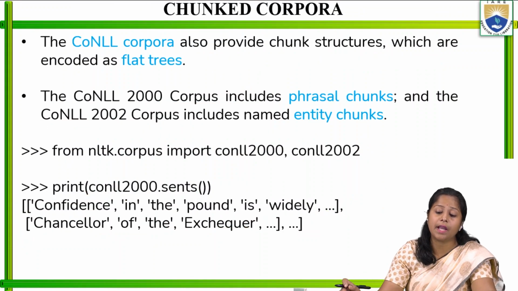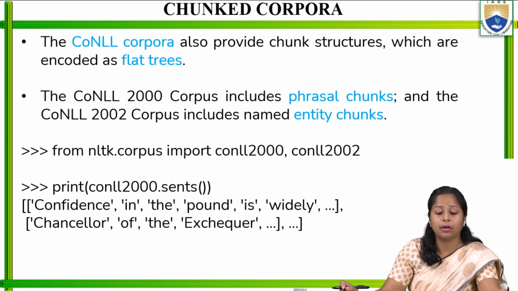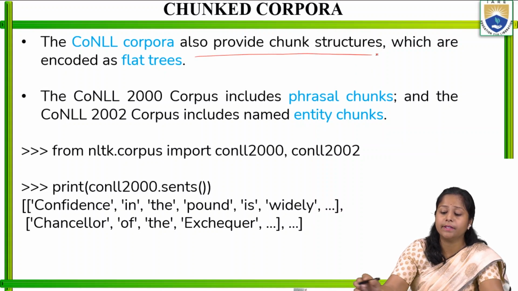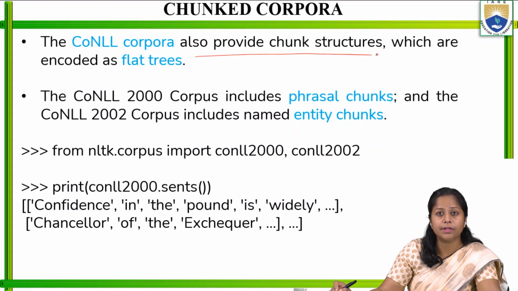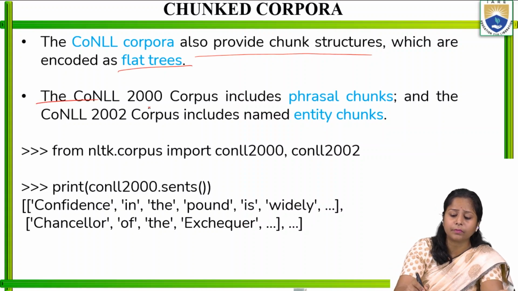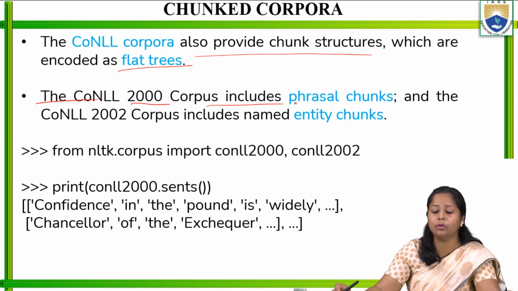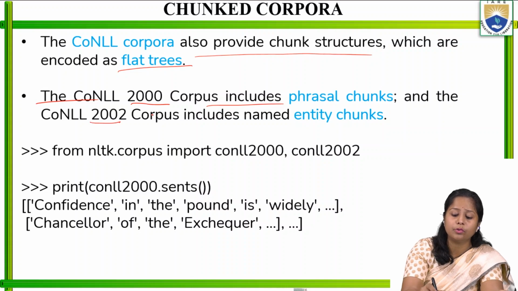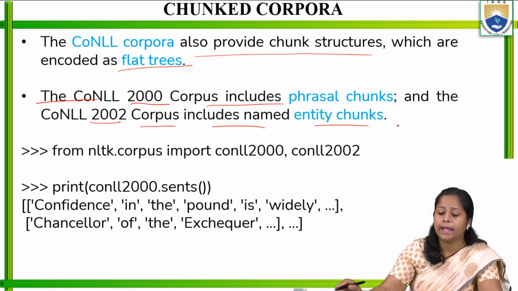Now the fourth type of corpora is chunked corpora, that is, the CoNLL corpora also provide chunk structure. The chunk structure is going to group some of the words together, making a tree structure, which is encoded as flat trees. Basically, the CoNLL 2000 corpus includes phrasal chunks, and the CoNLL 2002 corpus includes the entity chunks.